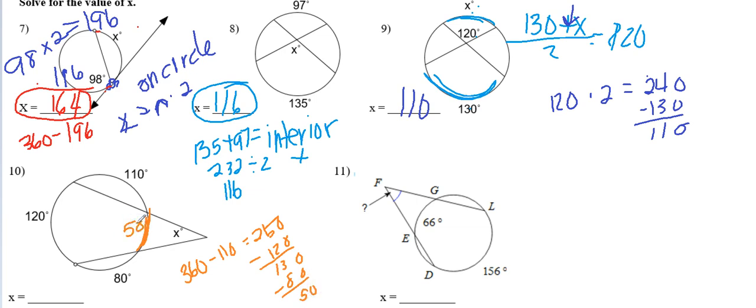So we can use the formula where we subtract, divide by 2. 120 minus 50 is 70. That doesn't look like 120 minus 50, but it is. Dividing it by 2 gives us 35.